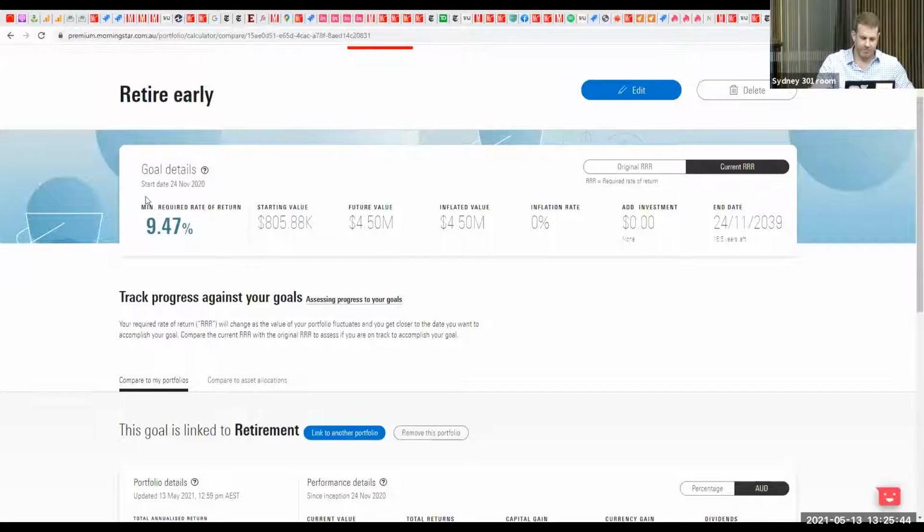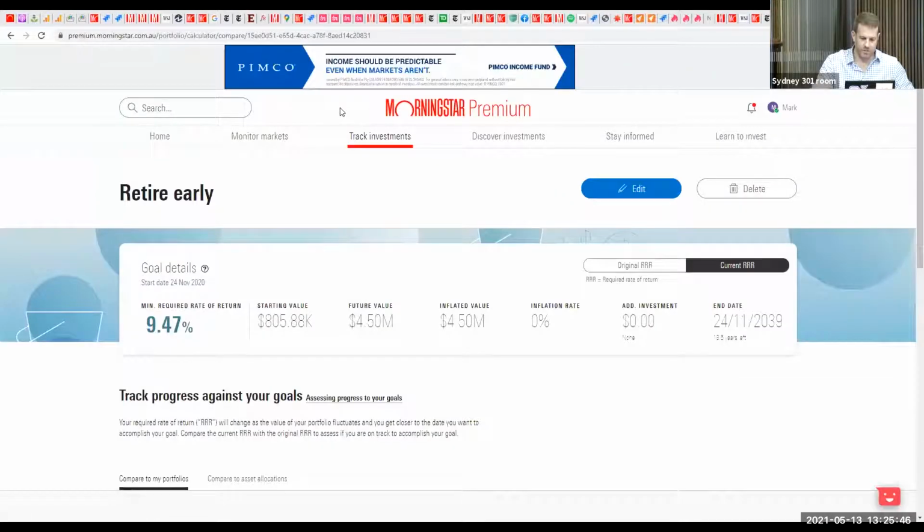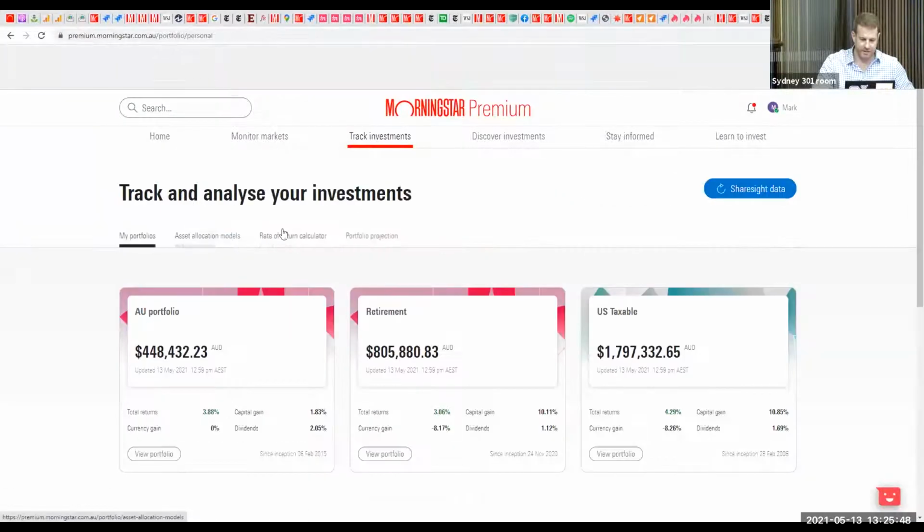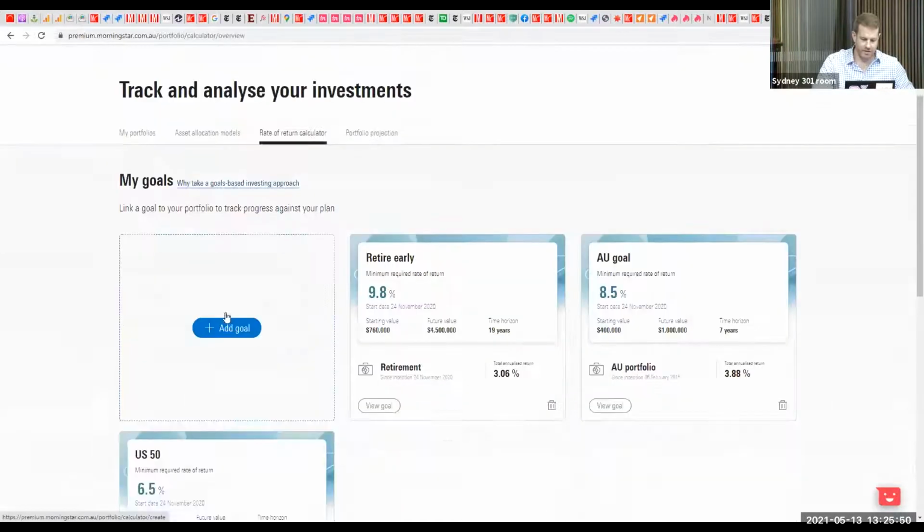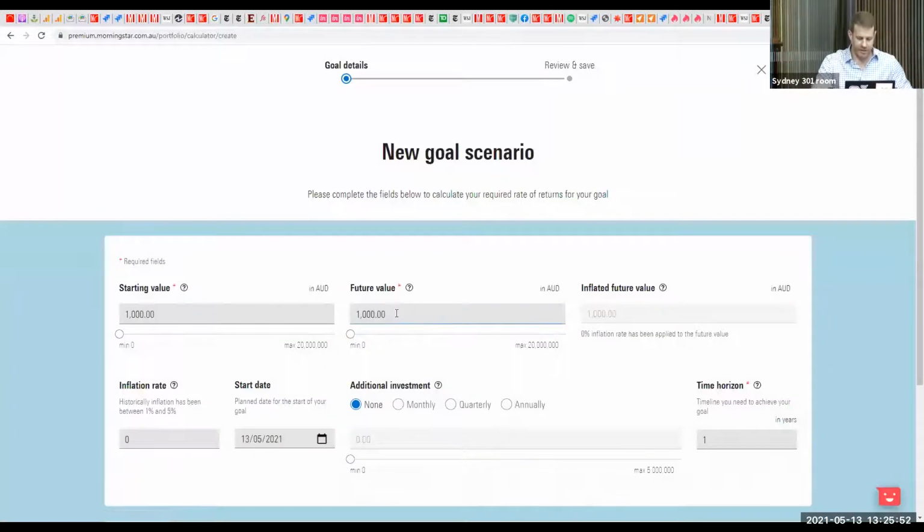So I'll go back to the screen, and we can do this without inflation. So I'm going to set another goal. I'll go back to track investments. I'll go to the rate of return calculator. All right, so we said we need $1.250 million. All right, I cannot type.